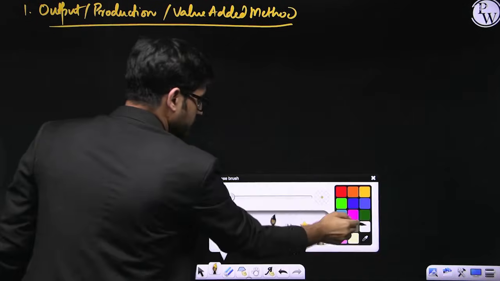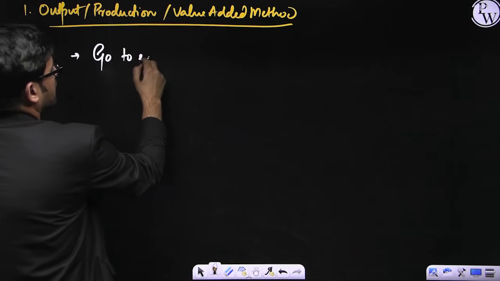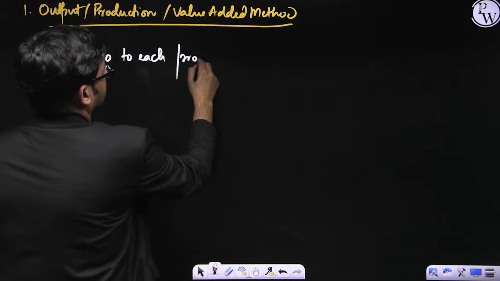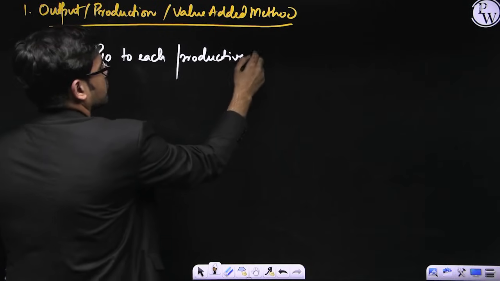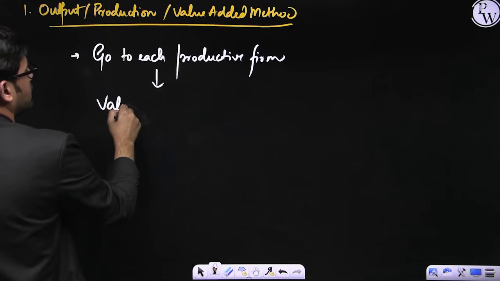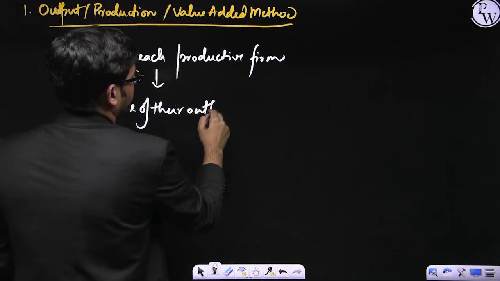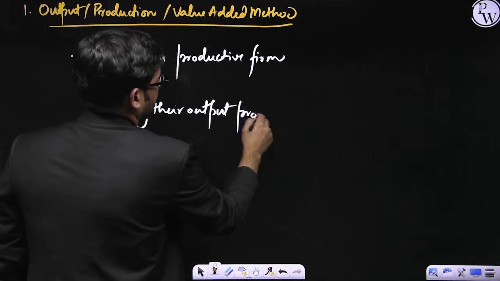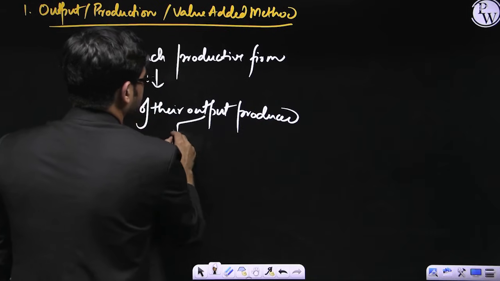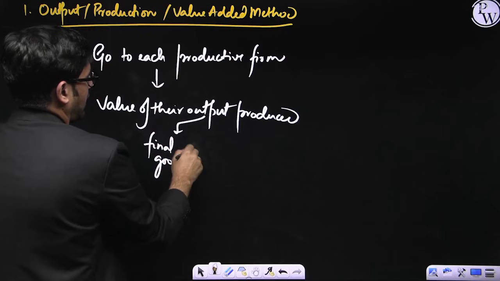What do we do in this method? In this method, we go to each productive firm in the economy and we ask of them what is the value of their output produced. Keep in mind that in this case, the output we have to factor in is only going to be final goods and services.